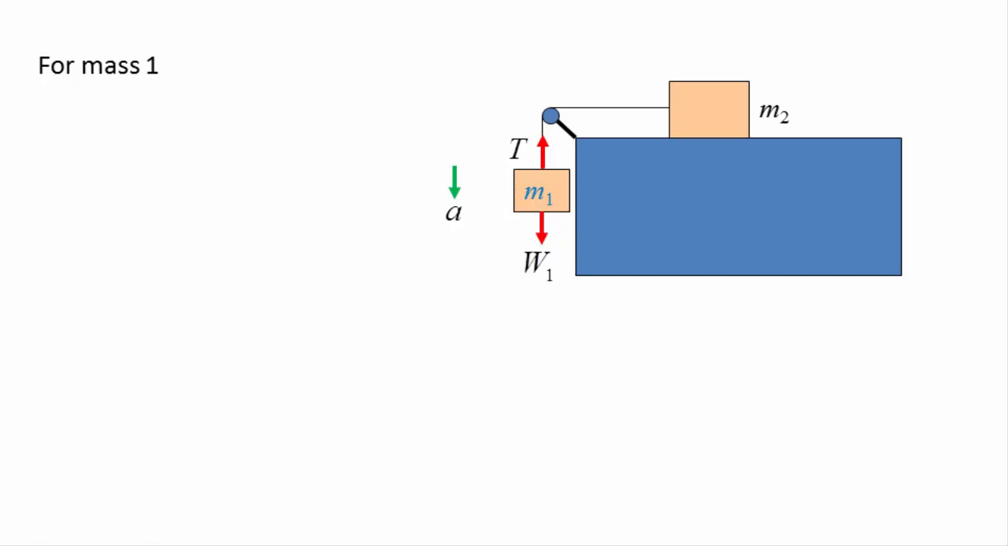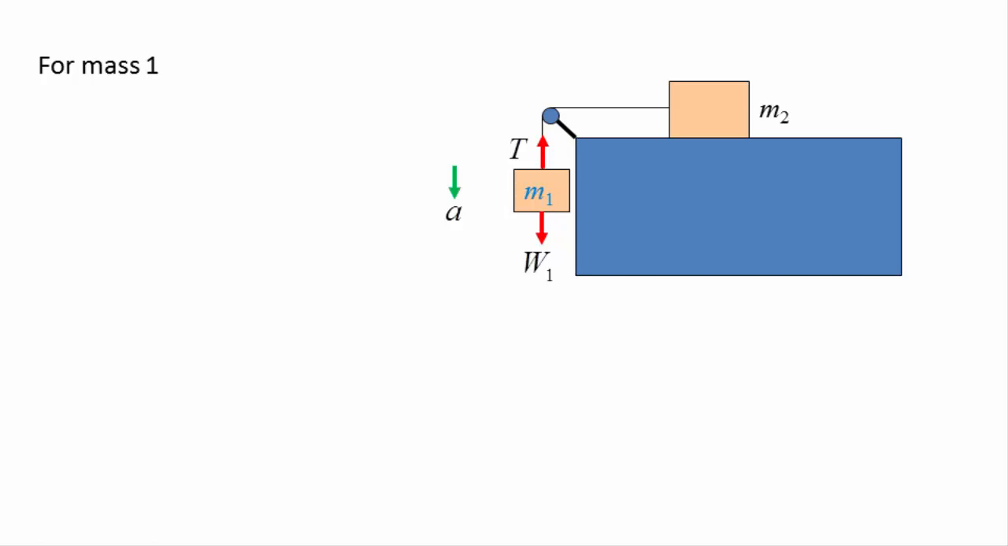But first, we need to define a coordinate system. The usual coordinate system defines the upward direction to be positive. But this doesn't have to be the case. We can define any direction as positive. So let's define downwards as positive in this example.